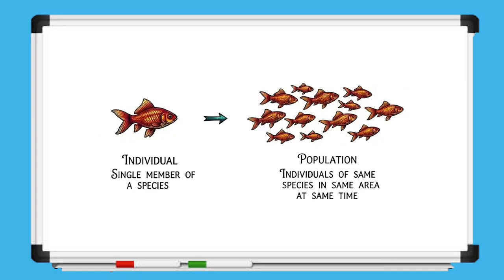As you can see in the diagram, the first illustration represents an individual, which is a single organism belonging to a particular species. In this example, one goldfish represents a single individual. The second illustration shows a population, where many goldfish of the same species are living together in the same area at the same time. This demonstrates the difference between a single organism and a population, which forms the basis for understanding higher levels of biological organization.